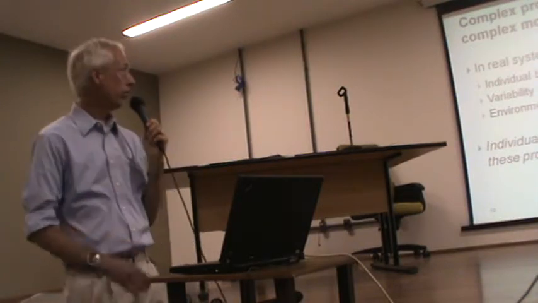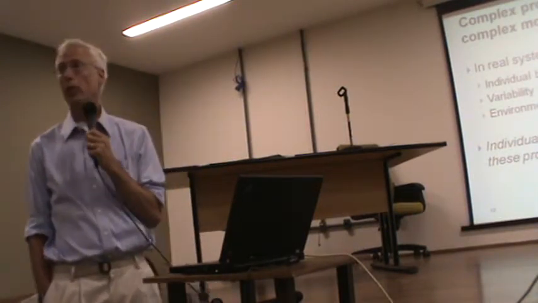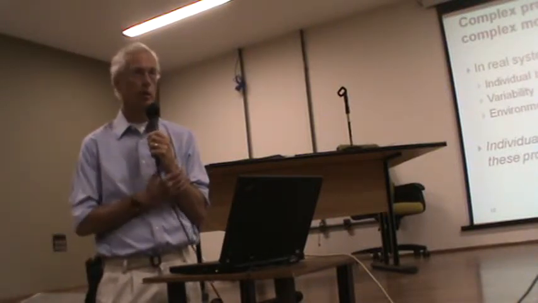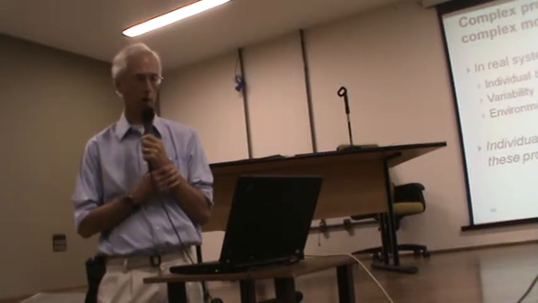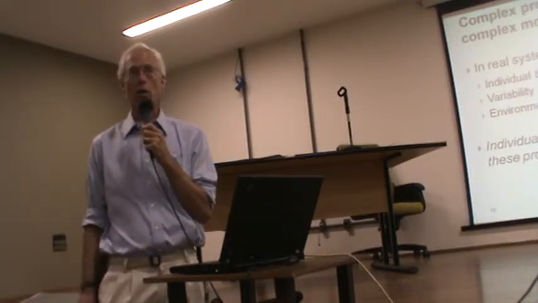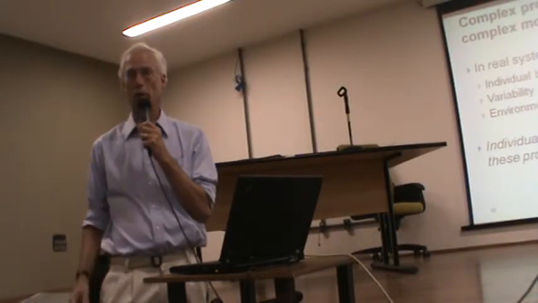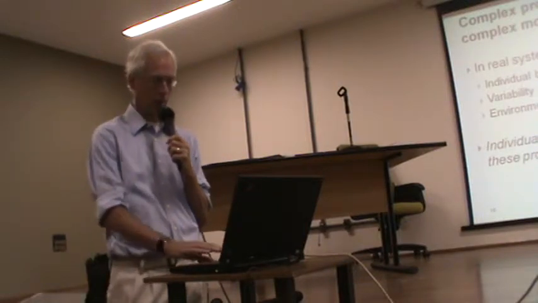And so individual-based models are natural for these kinds of problems because they deal with what happens to the individual. So it's easy to put in models of behavior. It's easy to represent the variability among the individuals. And very often the effects of the environment are much easier to understand and to represent at the individual level than at the population level.